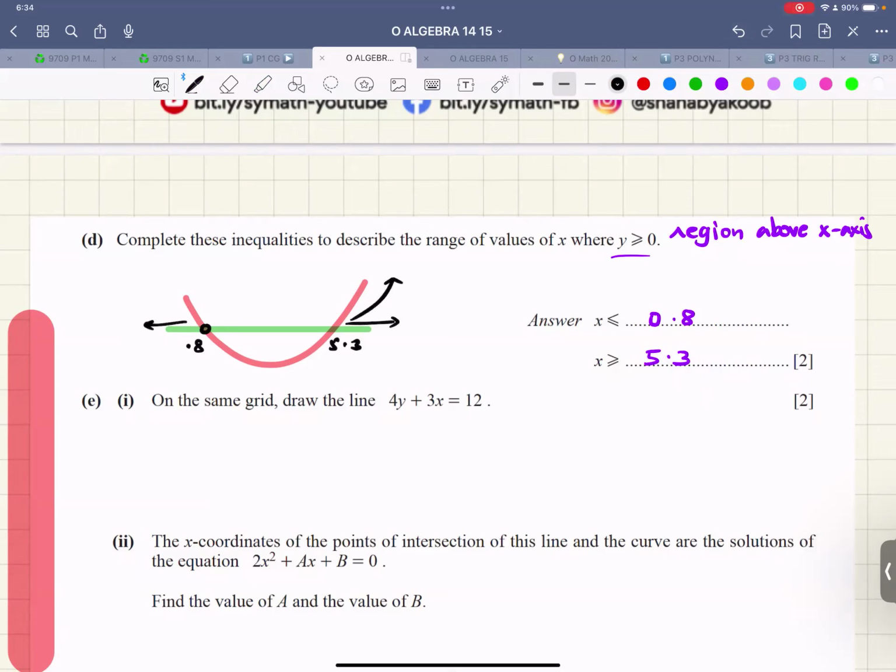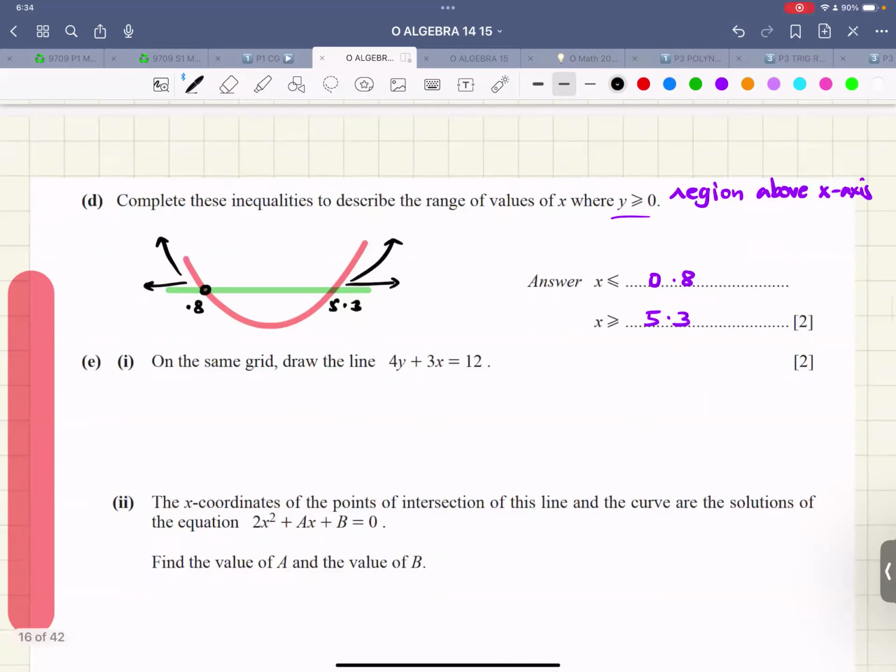When we go to the left, we would be going up. So that is exactly what we have solved. Now, another part. It says on the same grid, draw the line 4y plus 3x is equals to 12. Now, how can we draw this line?